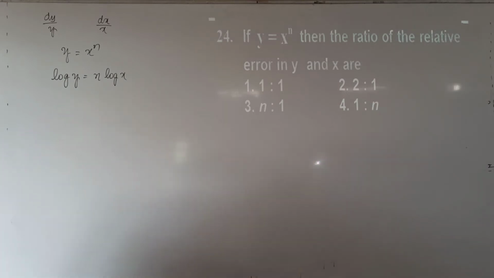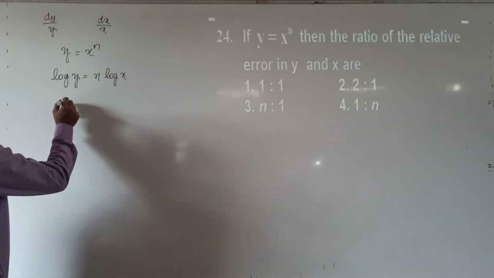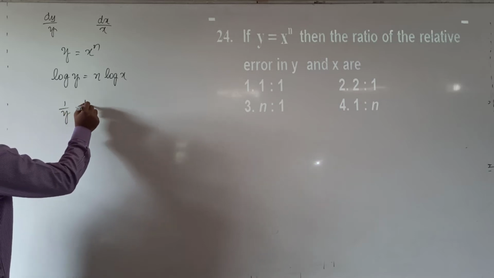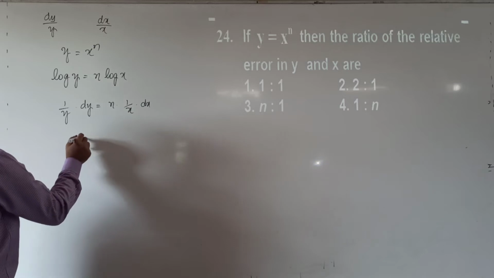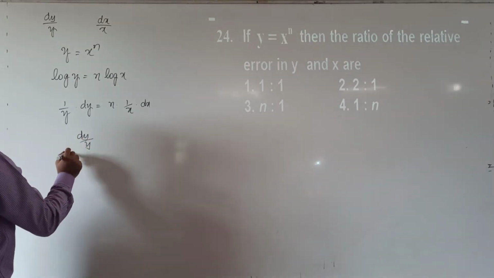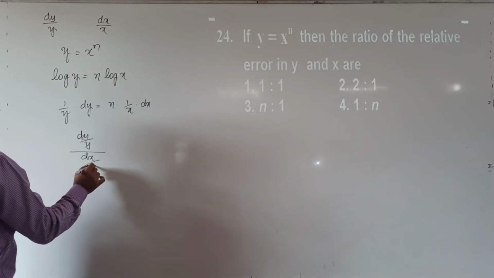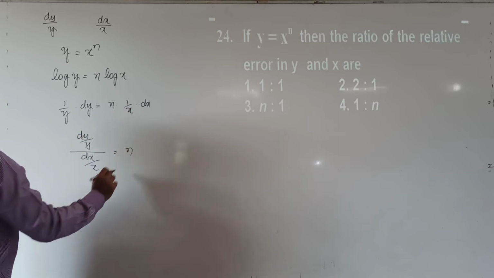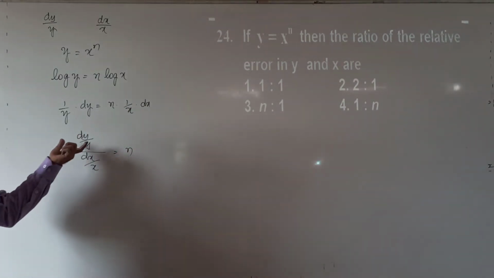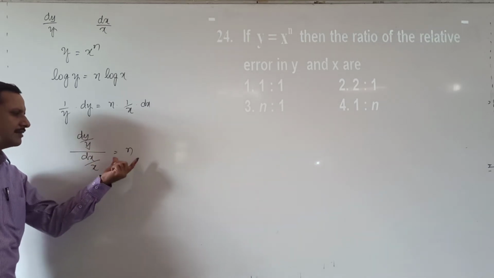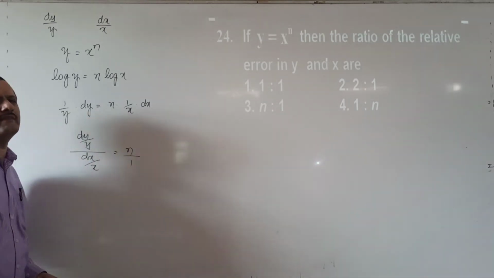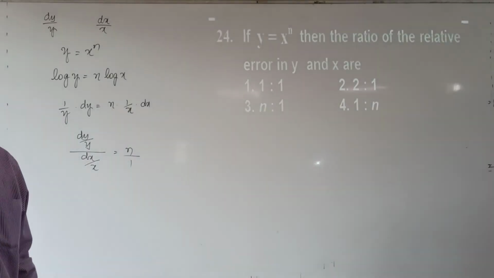Now differentiate this. We get 1 by y into dy is equal to n into 1 by x into dx. So dy by y divided by dx by x, bring it this side, that is equal to n. So relative error in y divided by the relative error in x is equal to n. N can be written as n by 1. So the ratio is n is to 1.